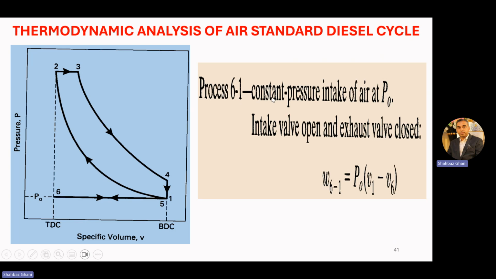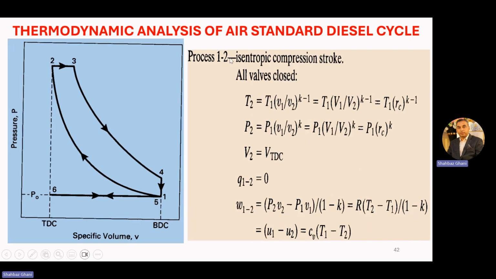From 6 to 1, constant pressure intake of air at P naught, valve conditions: intake valve open, exhaust valve closed. So the specific work done from 6 to 1 is P naught times V1 minus V6. Now, process 1 to 2 is isentropic compression stroke, valve conditions: all valves closed. So we get the temperature-volume and pressure-volume equations. So the work done will be like this.